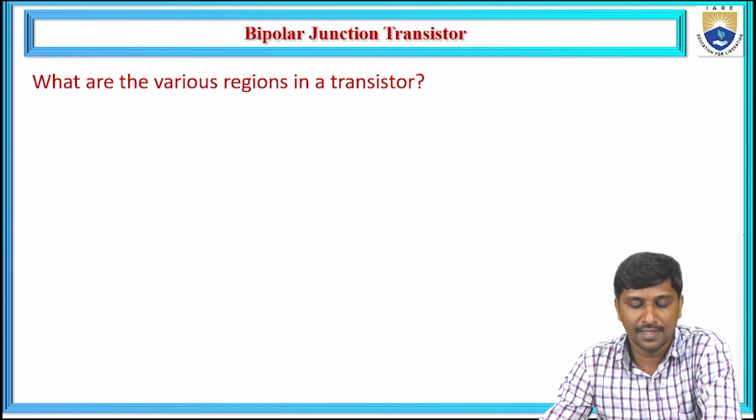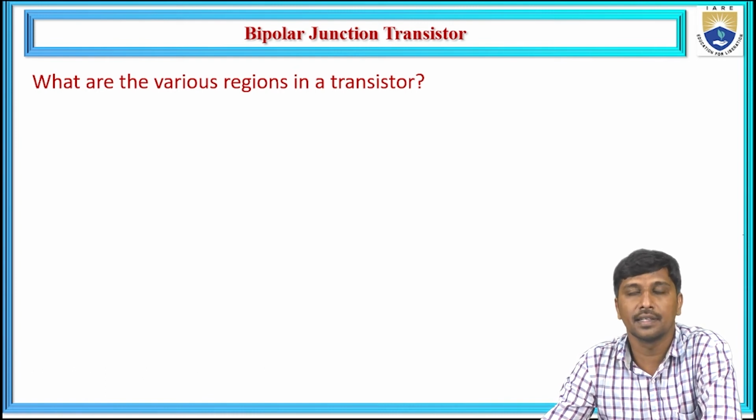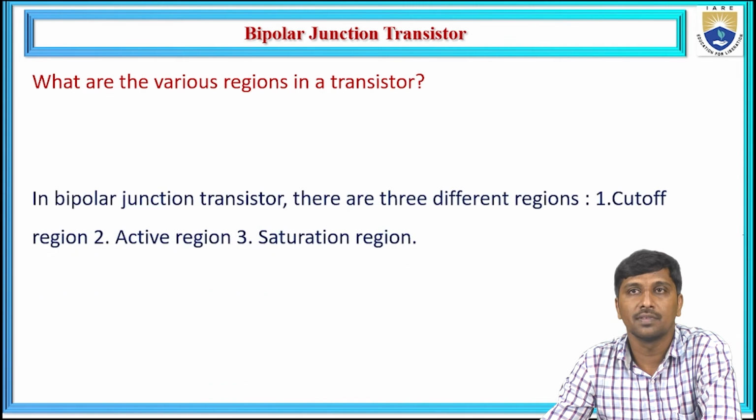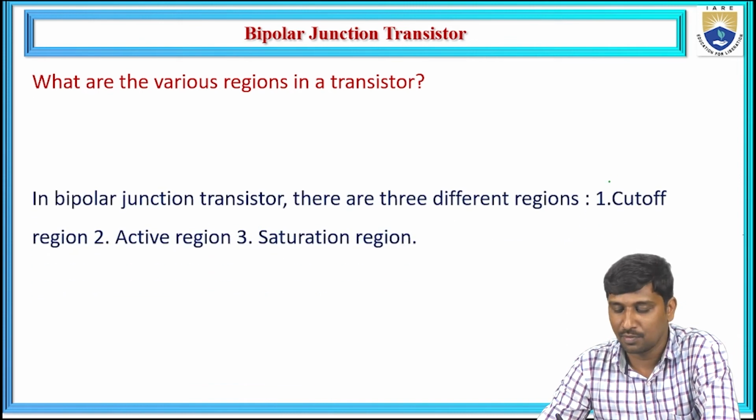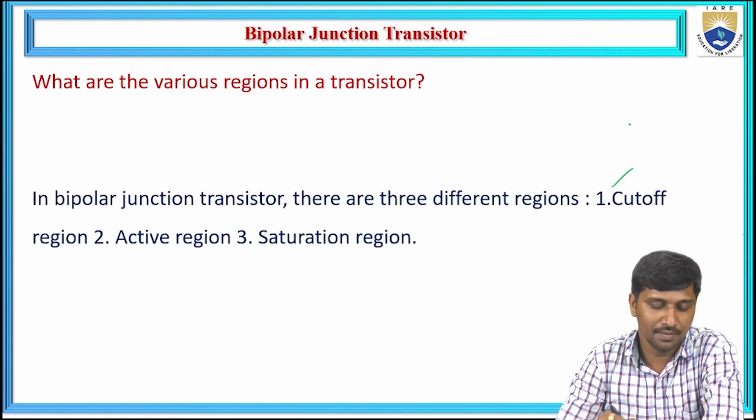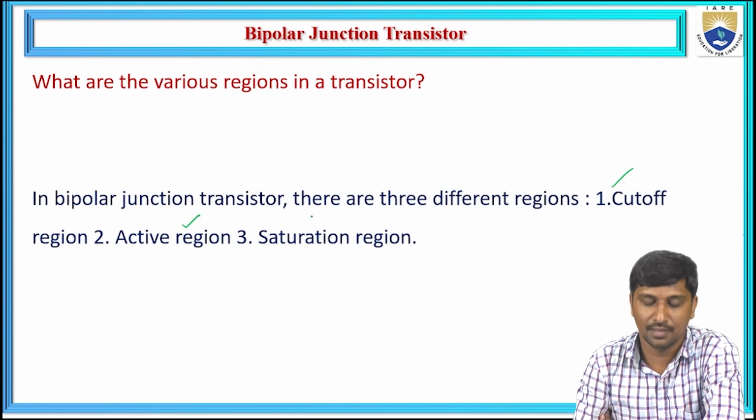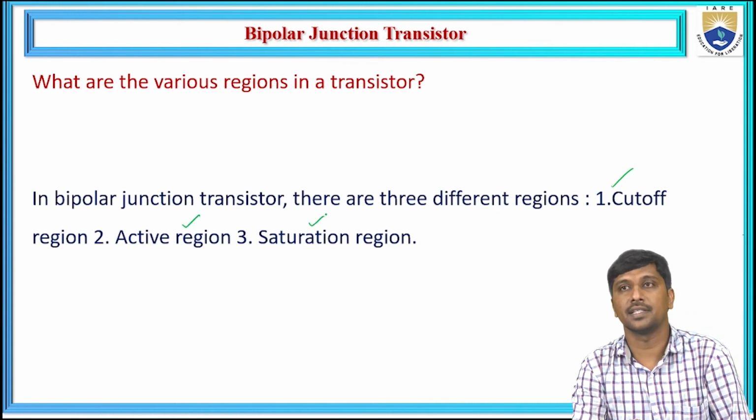Now, what are the various regions in a transistor? We have three different regions: one is the cutoff region, one is the active region, and another is the saturation region.